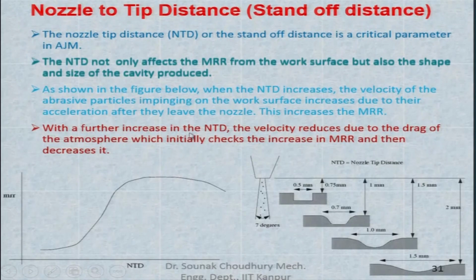With a further increase in the nozzle tip distance, the velocity reduces due to the drag of the atmosphere, which initially checks the increase in MRR and then it decreases. So, this is the curve which can be drawn: when the nozzle tip distance is increasing, initially the material removal rate increases, but after that it stabilizes and falls. Here we can see different nozzle tip distances, for which the perfect one is made at 0.75 millimeter, and if it is increasing like that, it will have the distortion.